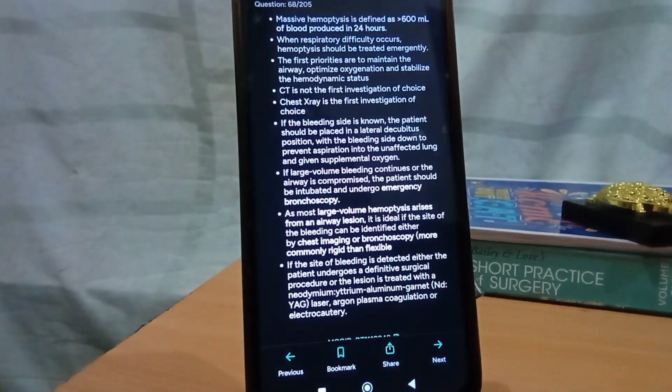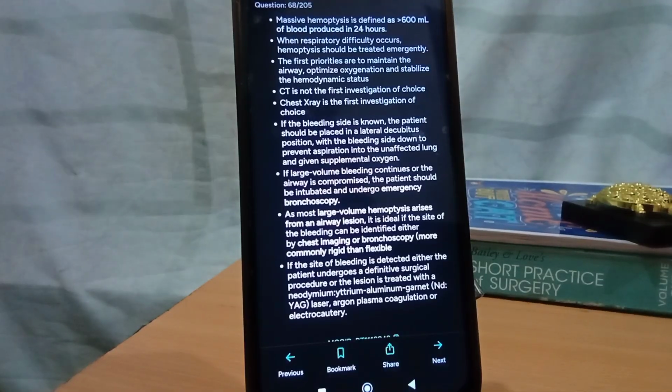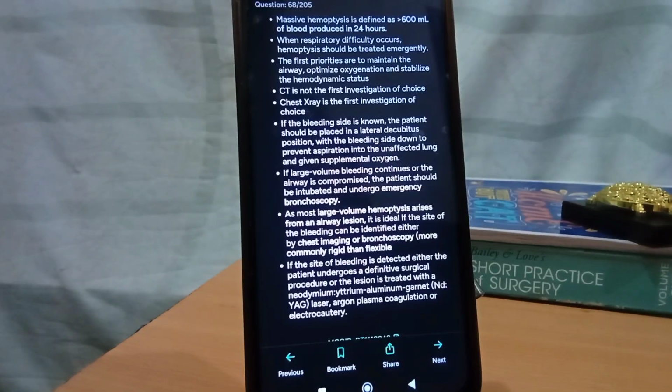When respiratory difficulty occurs, hemoptysis should be treated emergently. The first priorities are to maintain the airway, optimize oxygenation, and stabilize the hemodynamic status. CT is not the first investigation of choice. Chest X-ray is the first investigation of choice.